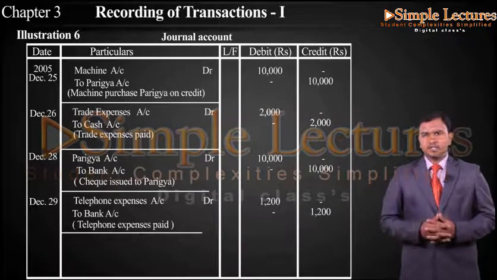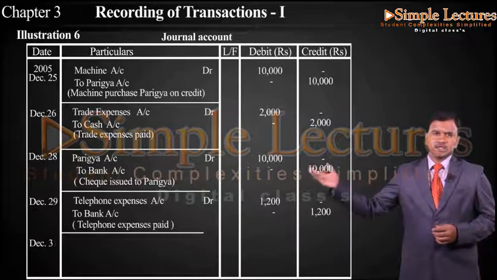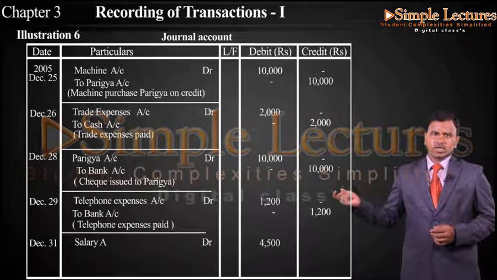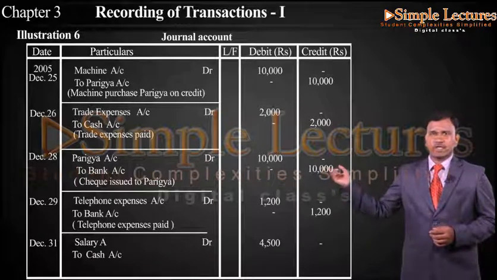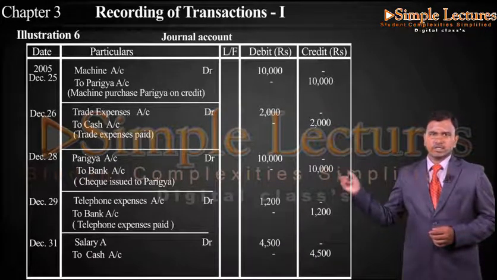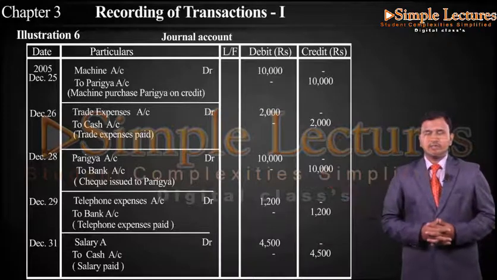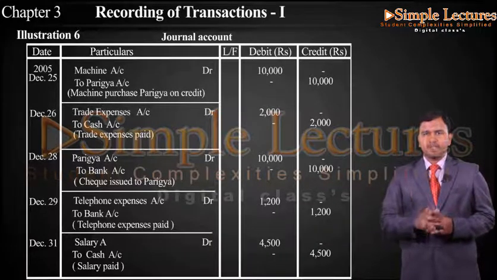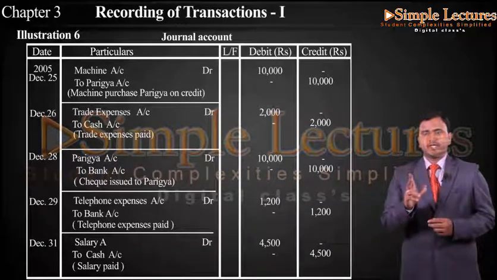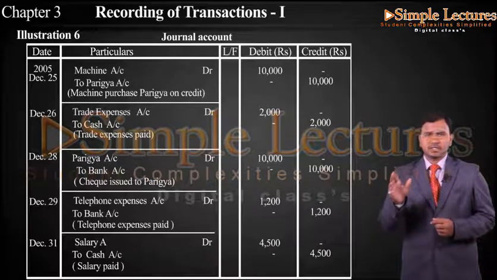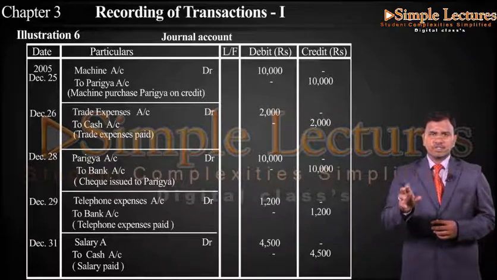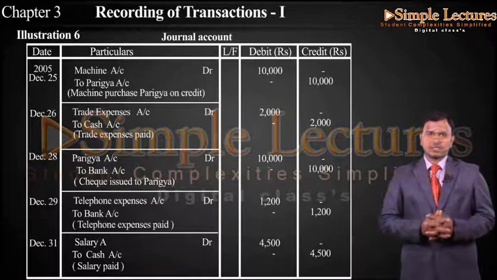Let us take the journal entry for this. December 31st. Salary account debtor to cash account 4,500 debit and 4,500 credit. Narration: being salary paid. Let me repeat once again here. Whenever expenses are paid and it is not mentioned that it is by check, it will be considered as cash. Whenever it is mentioned as check, it will be considered as bank.